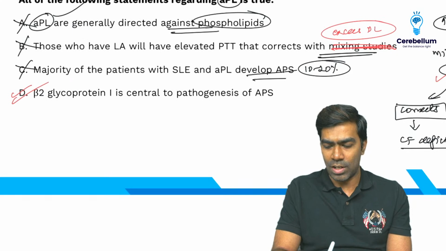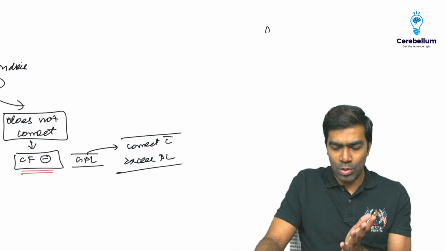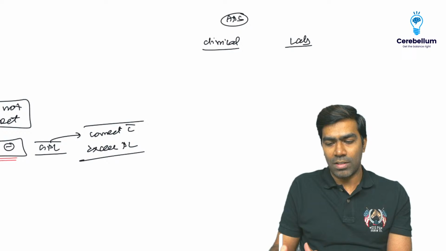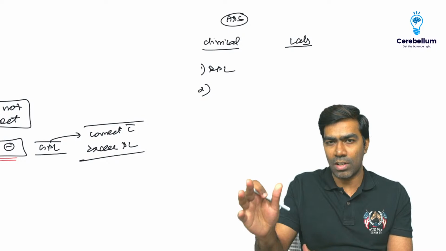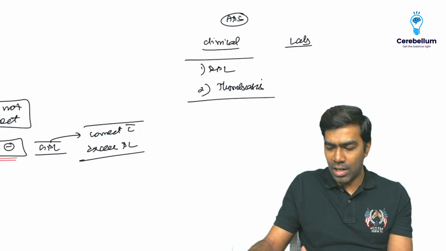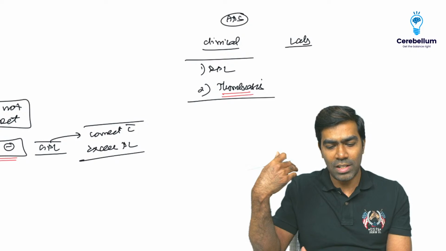So let me give you a glimpse of what APS is. How will you diagnose APS? APS is diagnosed based on both clinical as well as laboratory criteria. What are the clinical criteria? Three things. One is recurrent pregnancy loss, previously called bad obstetric history. The exact definition is not needed for exams. Second, you're going to have a thrombotic history. It could be arterial or venous thrombosis. This is one of the diseases that can produce both arterial and venous thrombosis, even though venous thrombosis risk is much, much higher than arterial thrombosis.